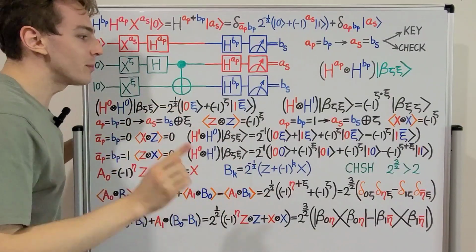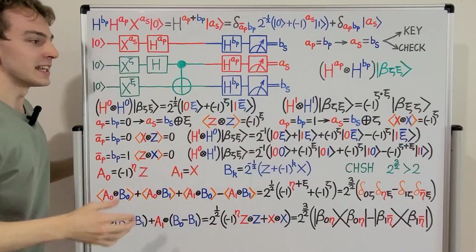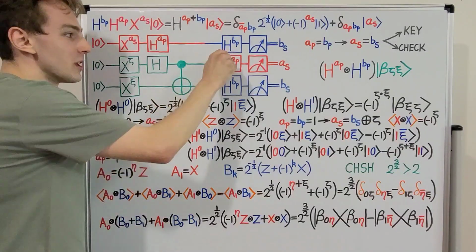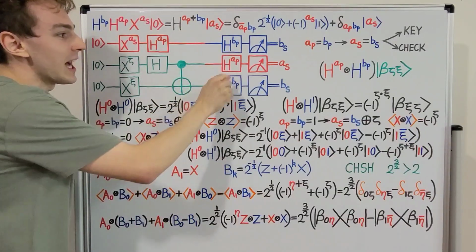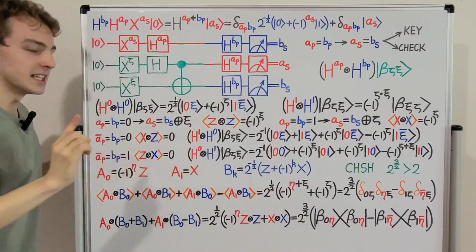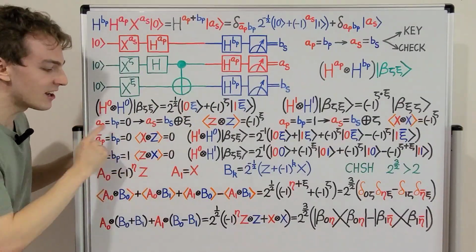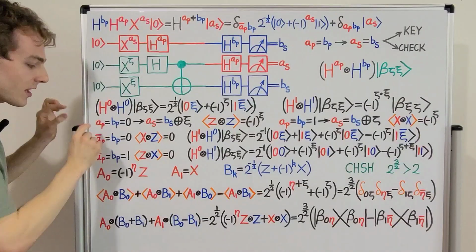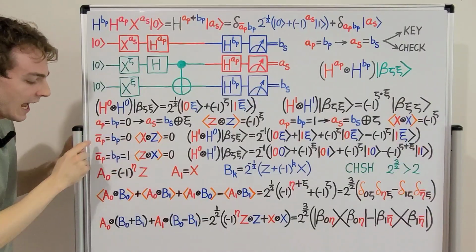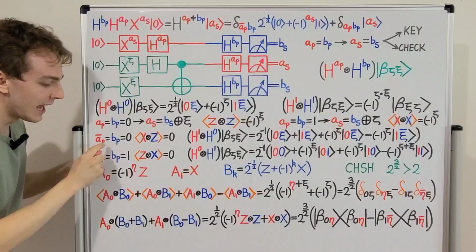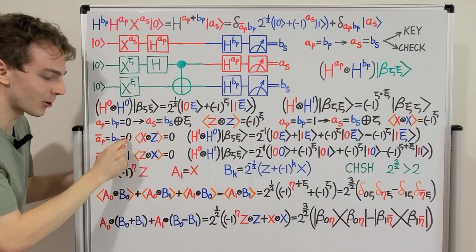But what if the public bits are not equal? These are random classical bits, so it is also possible that they will have different values. Let's examine these two cases down here where these public bits have different values. So first, we'll have a look at the case where Alice's public bit is equal to 1 and Bob's public bit is equal to 0.